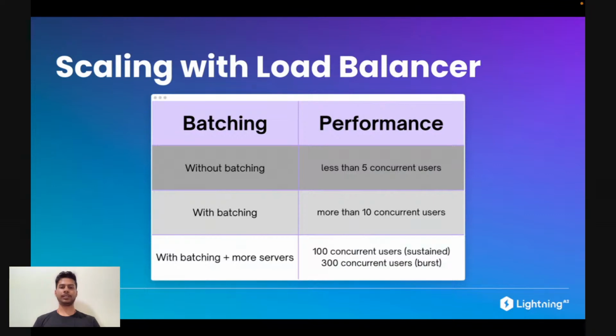Here is an experiment that we have done. We ran some experiments and measured the performance. Without batching, we were able to handle fewer than 5 concurrent users, which was very bad. With batching, we were able to handle more than 10 concurrent users, and that was with only a single model server. Then we combined batching with a larger number of parallel model servers. We were able to handle 100 concurrent users in a sustained way and 300 concurrent users in a burst. So if 300 spontaneous users come and try to use Muse, they won't get an error.